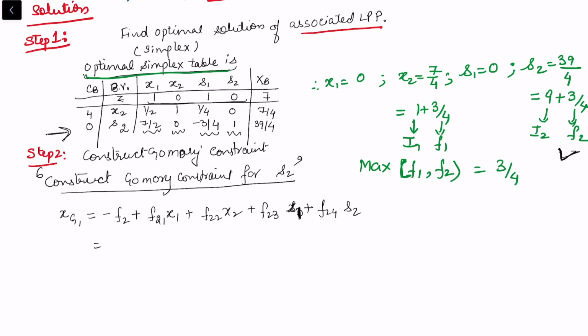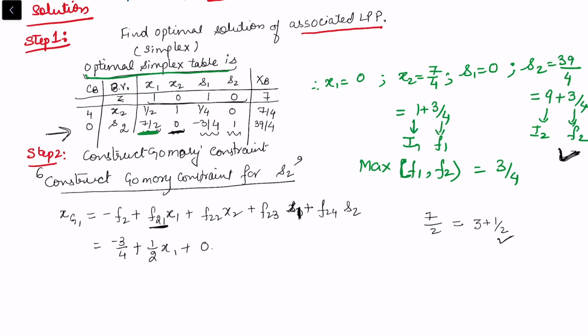Now this we have already verified. This is minus 3 by 4 plus f21. Now you notice that this rational number is 7 by 2. So corresponding to 7 by 2, I can write this as 3 plus 1 by 2. So that means the fractional part is only half. So we will write it as half into x1 plus f22. This is already 0.